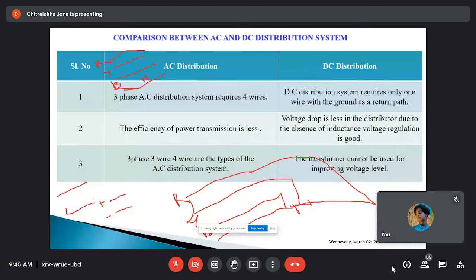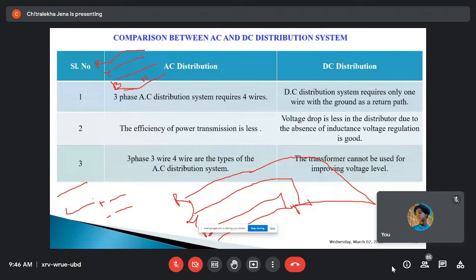Ma'am, direct current is a constant flow of electrons. No frequency changes in DC, while in AC there are frequency changes. And alternating current has direction change, direct current does not.